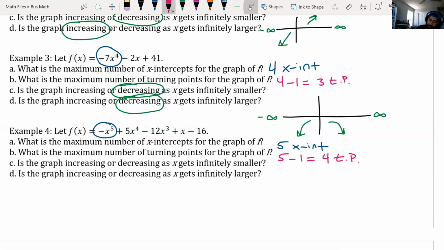And now, let's look at our case. If we have an odd degree of 5 with a negative leading coefficient, this means my graph is going to open, oh yeah, sorry. This graph is going to open top left to bottom right.